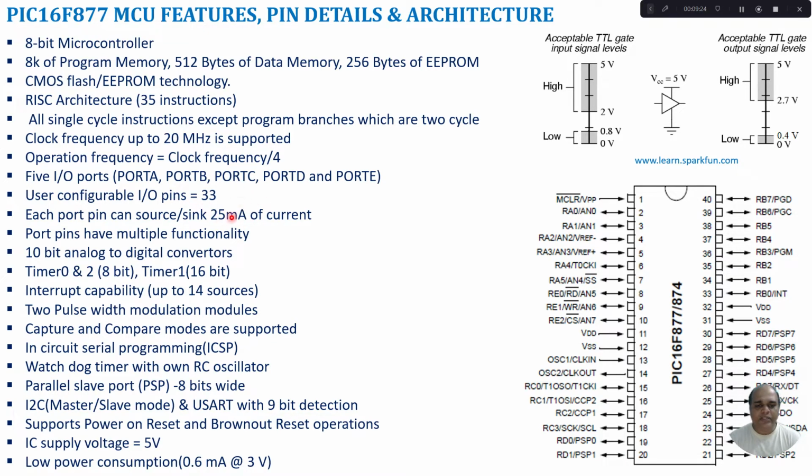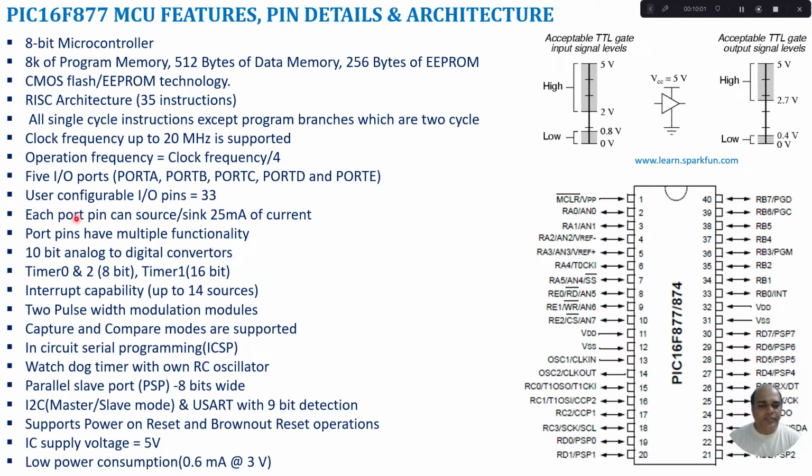And these port pins support TTL voltage levels. In case of an input signal, the TTL voltage levels are: low will be treated from 0 volt to 0.8 volt and high will be treated from 2 volt to 5 volt. If it is an output signal, then the low signal will be taken as 0 to 0.4 volt and high signal will be taken as 2.7 to 5 volt. So it supports TTL voltage level logics.